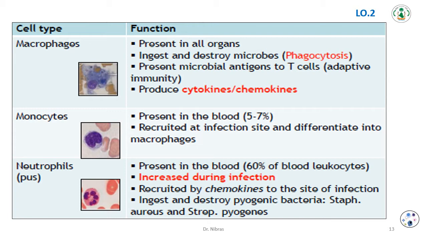Monocytes are present in the blood, 5 to 7% of blood leukocytes, are recruited to the infection site, and then differentiate into macrophages in order to kill the microorganism. Neutrophils are present in the blood, 60% of blood leukocytes, increase during infection to kill microbial agents, are recruited by chemokines to the site of infection, and ingest and destroy pyogenic bacteria, such as Staph aureus and Streptococcus pyogenes.